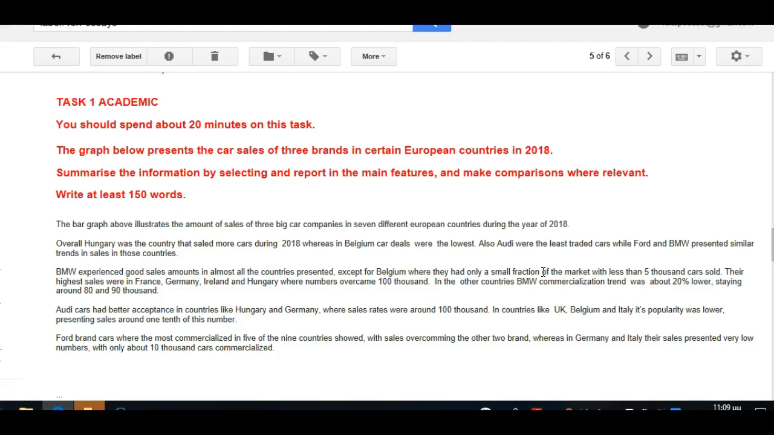Their highest sales were in France, Germany, Ireland, and Hungary, where numbers not overcame, but surpassed is the word you want here, 100,000. In the other countries, BMW, I'm not crazy about this word commercialization. In the other countries, BMW's trend was about 20% lower, staying at, is missing here, around 80,000-90,000.